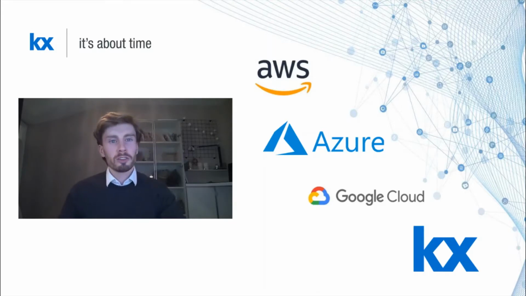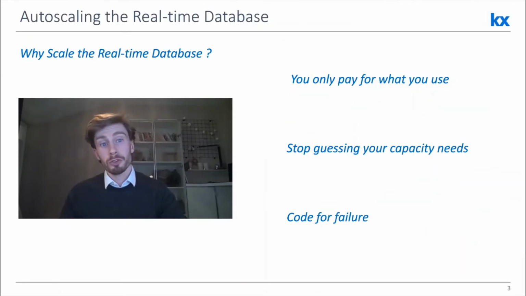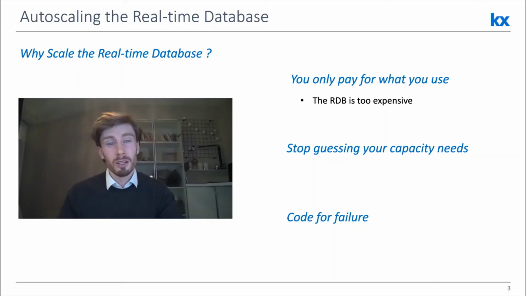My name is Jack Stapleton, and I will be taking you through how to scale the real-time database. We want to do this for two main reasons. The first one is cost efficiency, and the second is resiliency. Cost efficiency means that instead of paying for one very large server that's going to be empty at the beginning of the day, we want to be able to start very small and then scale up along with demand.